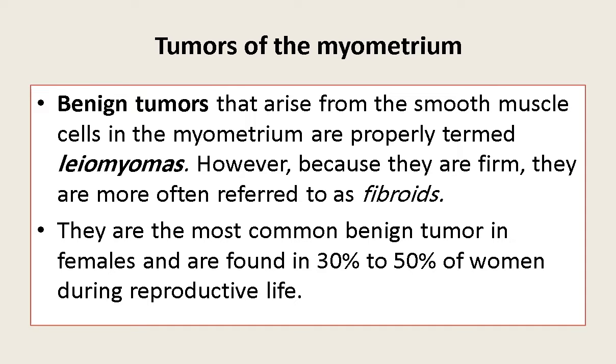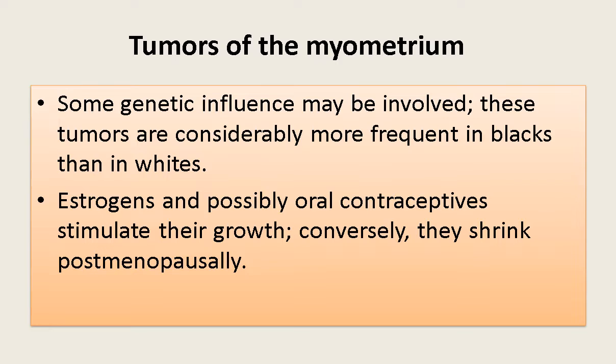They are the most common benign tumors in females and are found in 30 to 50% of women during reproductive life. Some genetic influence may be involved, and these tumors are considerably more frequent in blacks than in whites. They are very common in Sudanese women. Steroids and possibly oral contraceptives stimulate their growth. Conversely, they shrink postmenopausally.